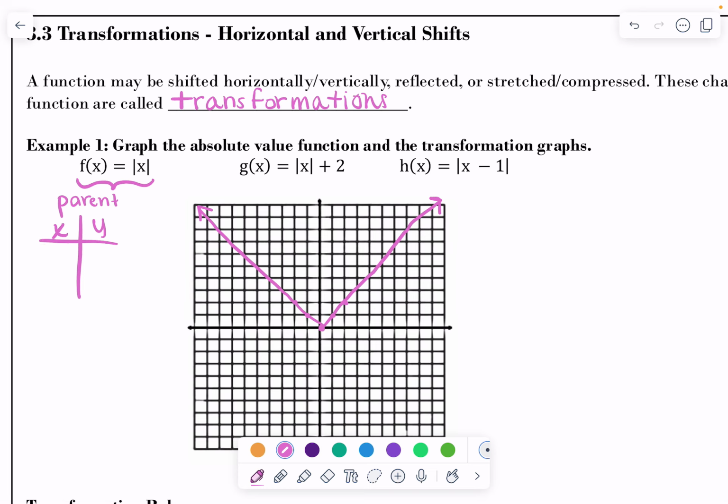You always know the parent function is going to be at 0, 0. So you can do 0, 0, and then you can do -1 and then 1 and kind of sandwich it and do it that way if you'd like to.